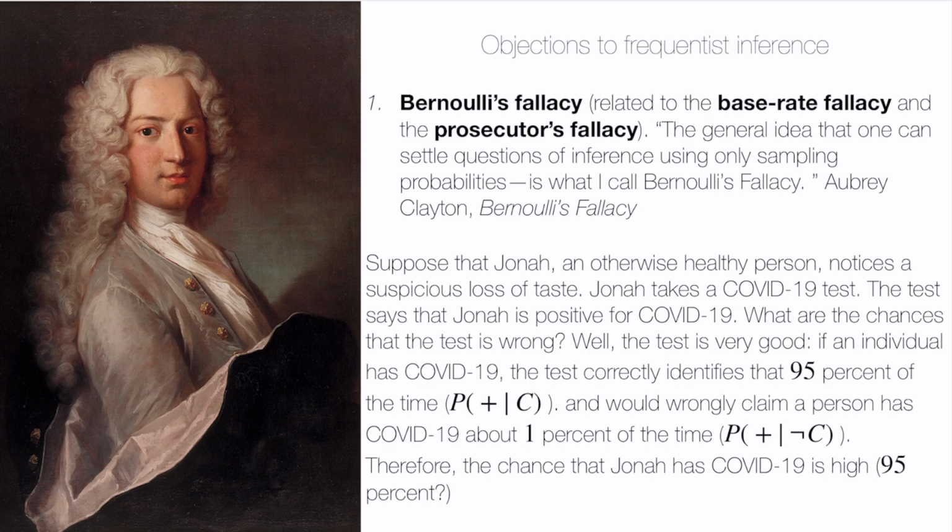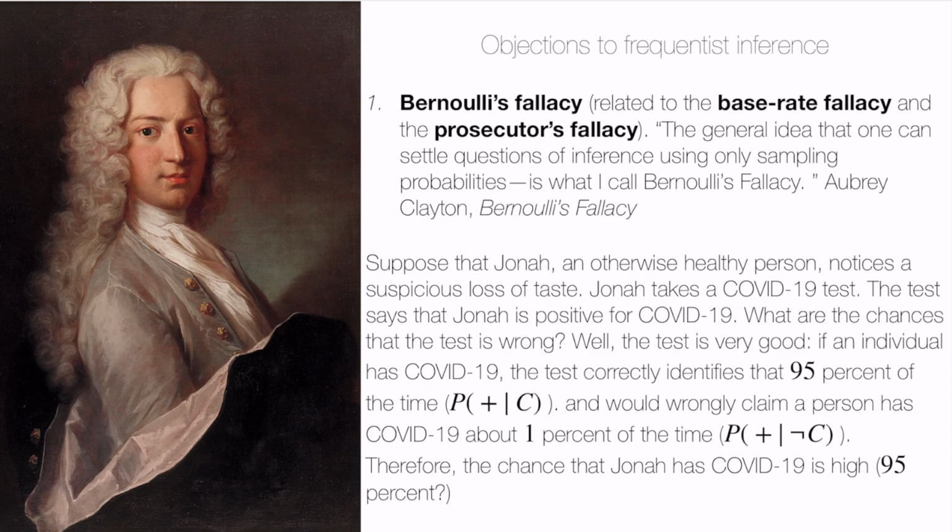So let's do a basic example to understand how one might make this fallacy. Simplified example. Imagine somebody, Jonah, a healthy person, notices loss of taste. This is a symptom of COVID, and he takes a COVID test, and it's positive. So we'd like to know, what are the chances that the test is wrong? Jonah doesn't want to quarantine if he doesn't have to, miss class, whatever. To compute the probability that the test is wrong, we need some information. We know that the test is pretty good. If somebody has COVID-19, the test correctly identifies COVID-19 in 95% of cases. That would be the probability of a positive test given COVID, so given that somebody actually has it, is 0.95.